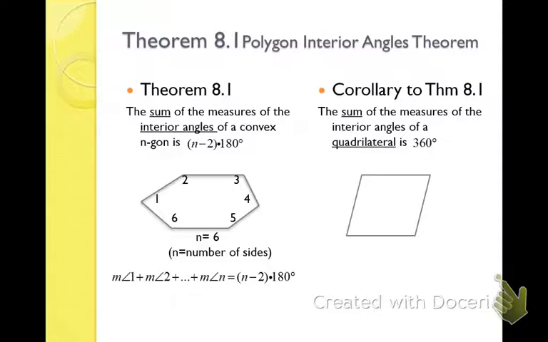A quadrilateral has 4 sides, so it's 4 minus 2 times 180. 2 times 180 would be 360. All right? 360 degrees would be the sum of the angles of a quadrilateral. Everybody have it? Gonna move on?